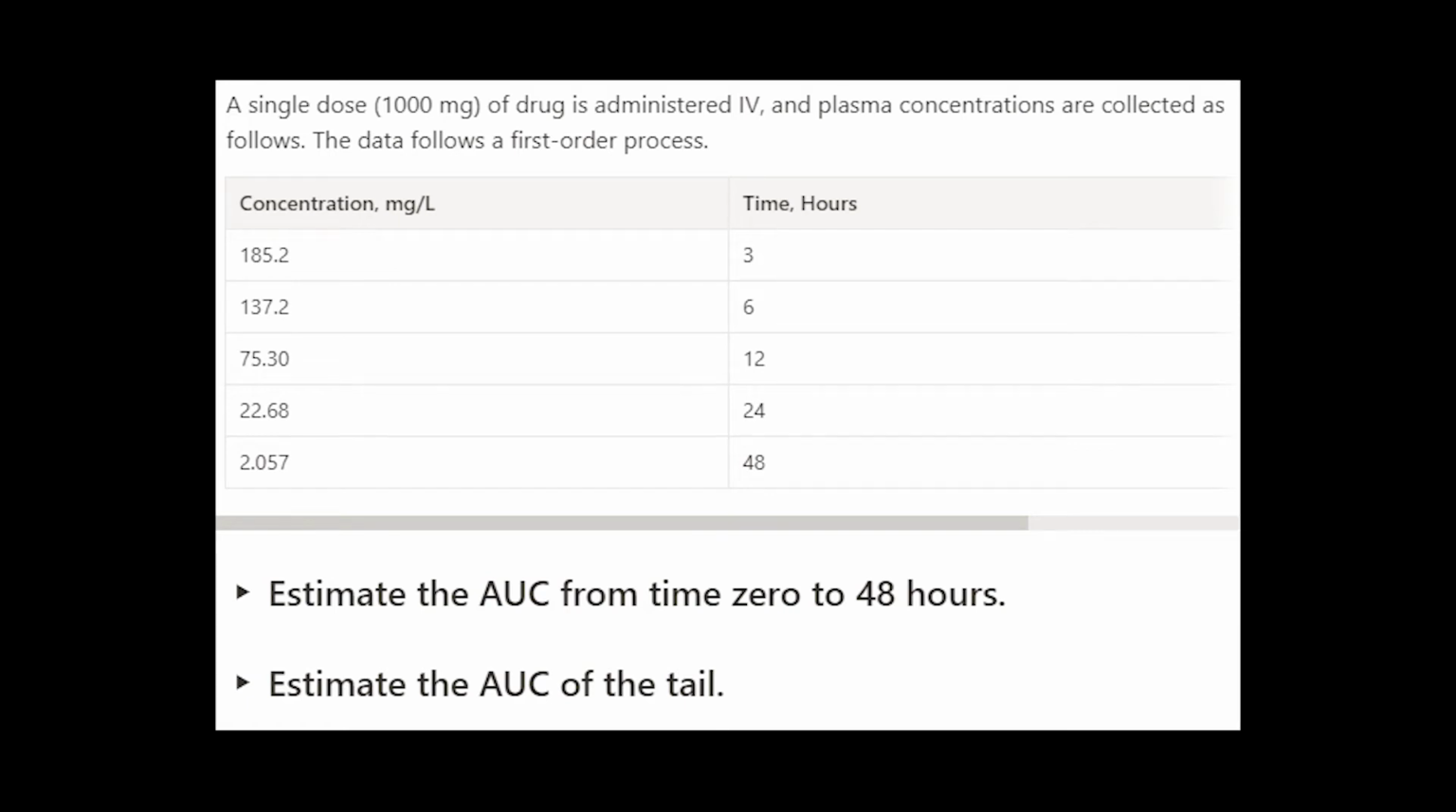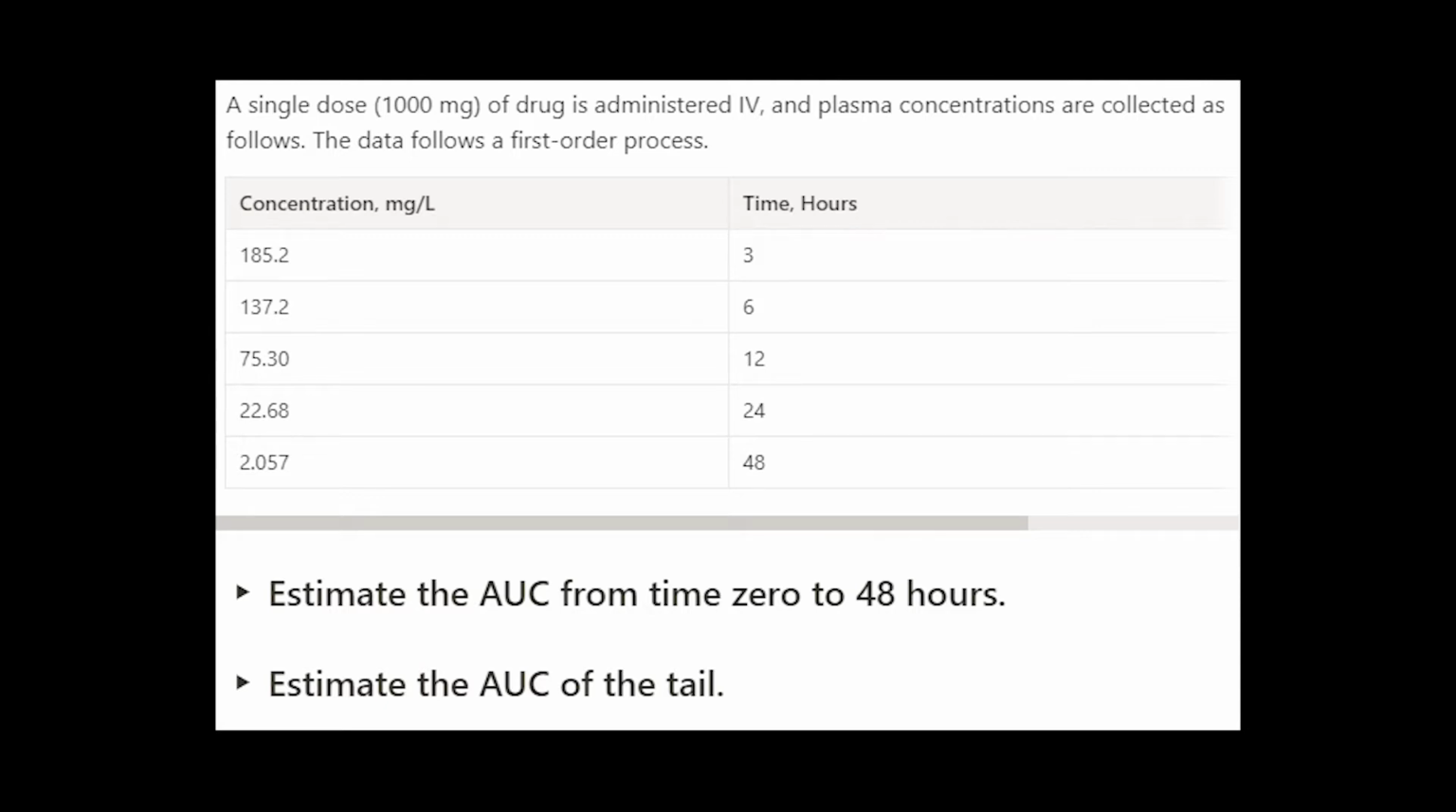In this question, a 1,000 milligram dose of drug is given IV, and plasma concentrations are taken for 48 hours. The question tells us that it follows a first-order process, which we'll take to mean that excretion is first order, after the bolus dose. The first-order nature is really only important for the terminal phase, where we're going to extrapolate from the last point to infinity.